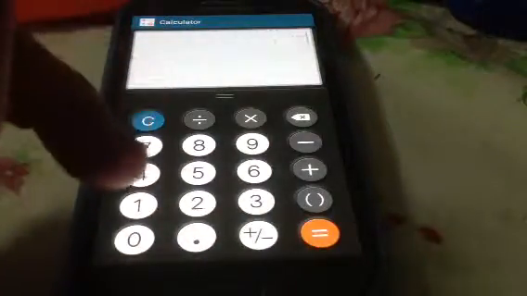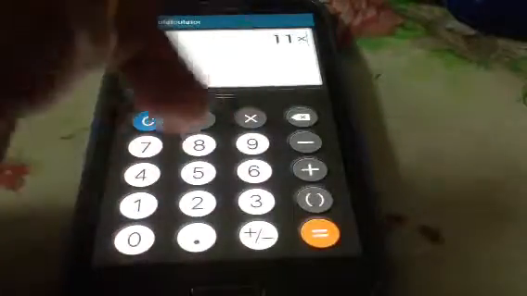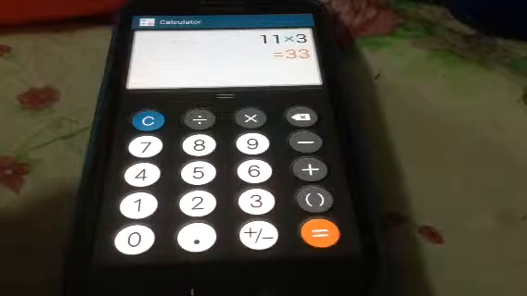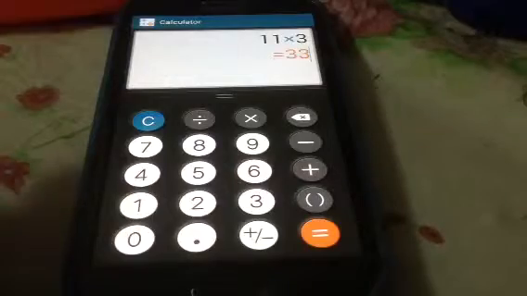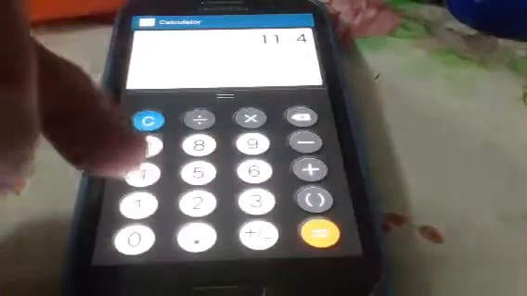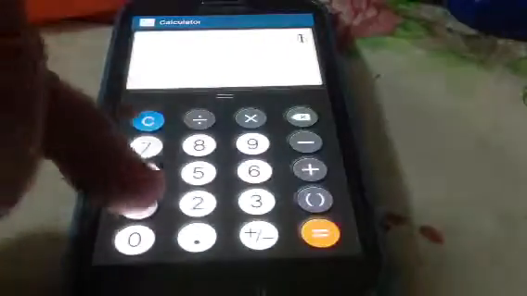Now let's do the 11 times table. 11 times 1 is 11. 11 times 2 is 22. 11 times 3 is 33. It's just the same digit doubled up to 10. Of course, 11 times 4 is 44. 11 times 5 is 55. 11 times 6 is 66. 11 times 7 is 77.